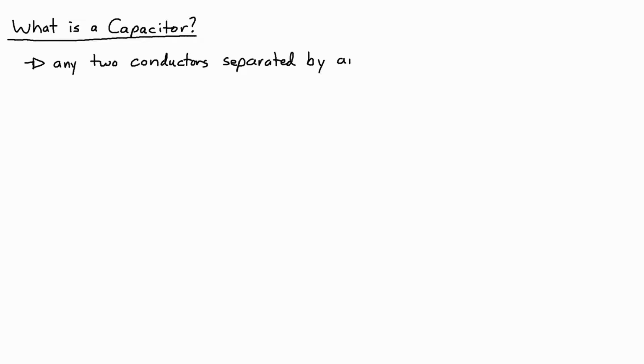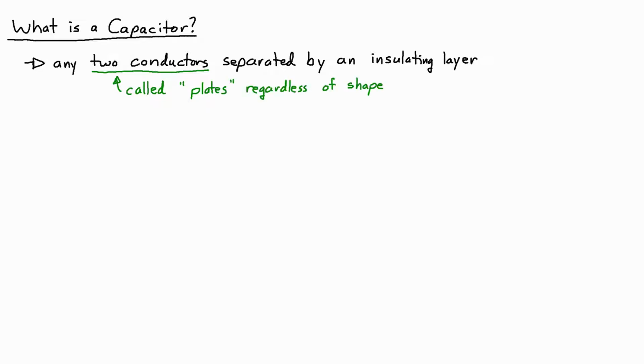You might be wondering, what is a capacitor? And the concept is pretty simple. It's any two conductors separated by an insulating layer. And the two conductors are called plates regardless of the shape that they have. Now the concept is simple, but understanding what's really going on does take a little bit of finesse, I'll say.